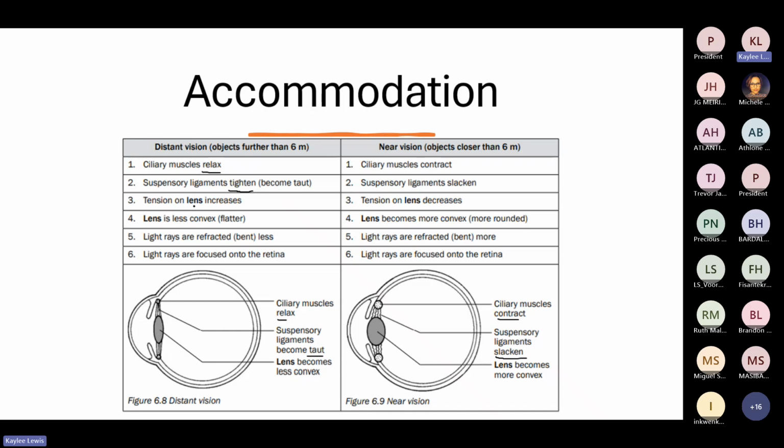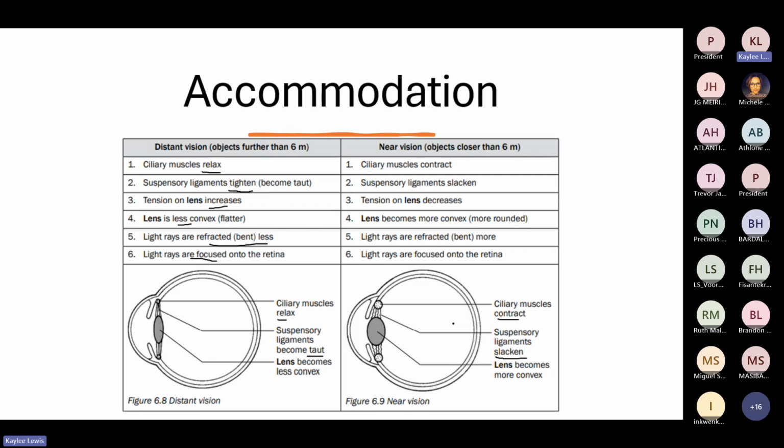Then the tension on the lens increases. And as a result, the lens is less biconvex. And because it's less biconvex, your light rays are refracted less. And again, finish the story off to get your 6 mark. That means the light rays will be focused on the retina to form a clear image.